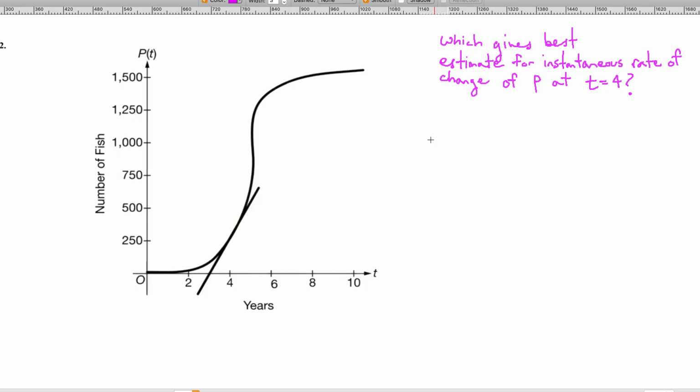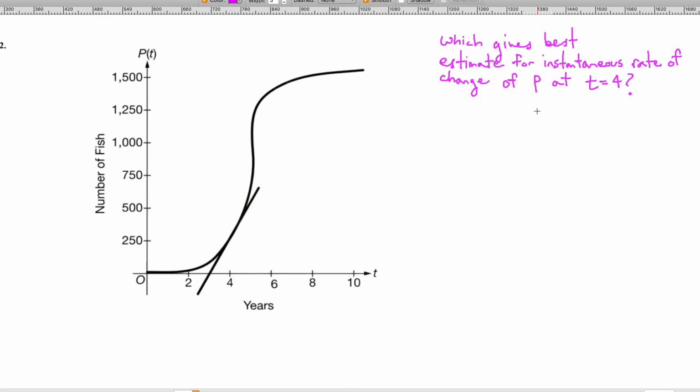Basically you have a function where t is in years, and for any time t, you get the population of fish at that time t. So basically, p of 6, when t equals 6, is going to be about like 1400, 1500, I don't even know, somewhere around here.